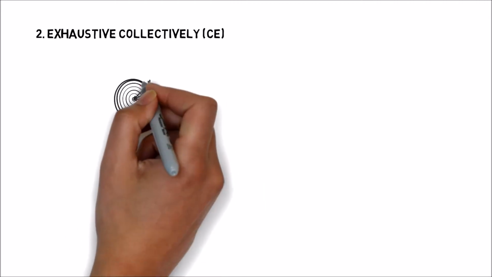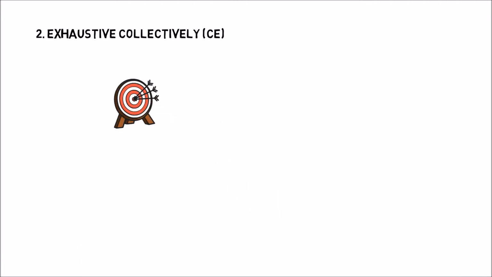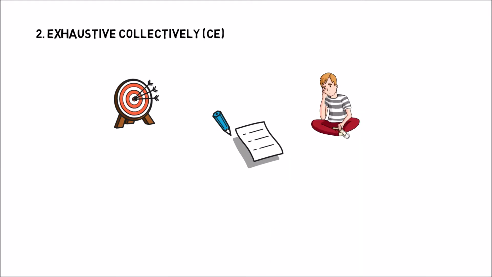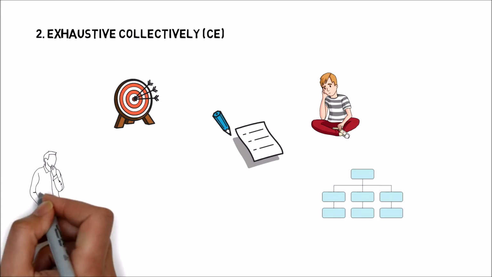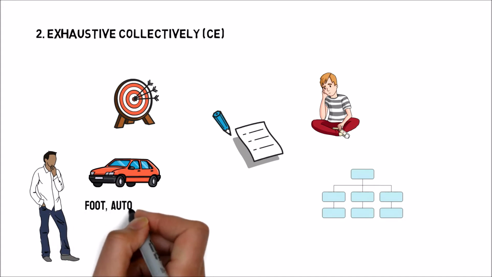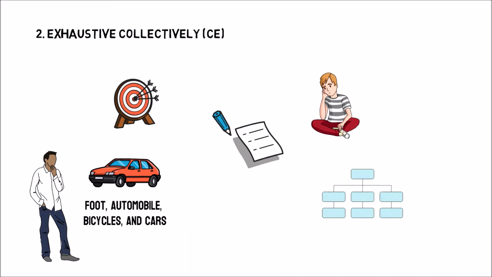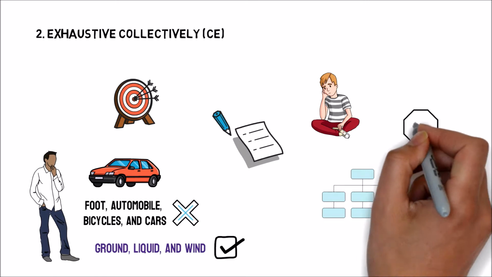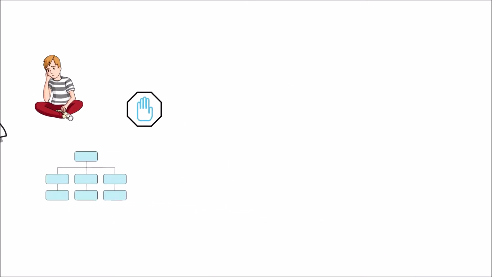Collectively exhaustive, CE. Another goal of CE is to create a thorough list of answers that leaves no possibilities untouched. People exhaust the options. The goal is to break an issue into a small number of broad categories. For instance, if someone needs to create a MECE list for types of travel, they don't just gather information on foot, automobiles, bicycles, and cars. They establish main types such as ground, liquid, and air. Such a procedure will keep them from overlooking any possibilities.